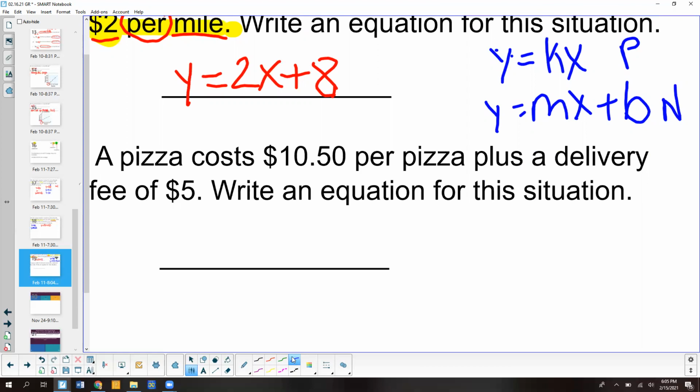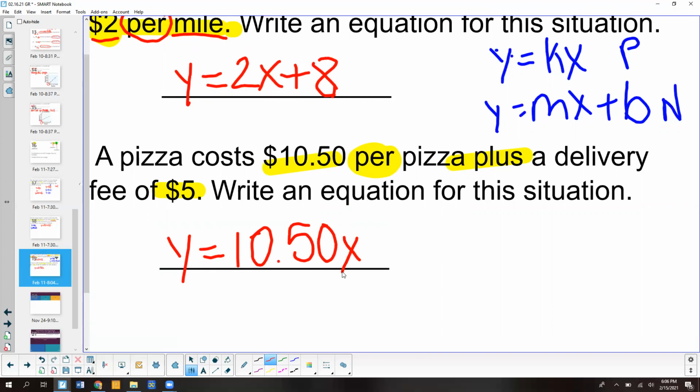Just like the prior problem, I'm seeing two different numbers. I'm also seeing "per pizza." Whenever you see that "per" or "each," remember you're thinking multiplication. That's probably going to be your variable term. So we've got y equals $10.50 per pizza. That's going to be my variable term, $10.50 for every pizza.